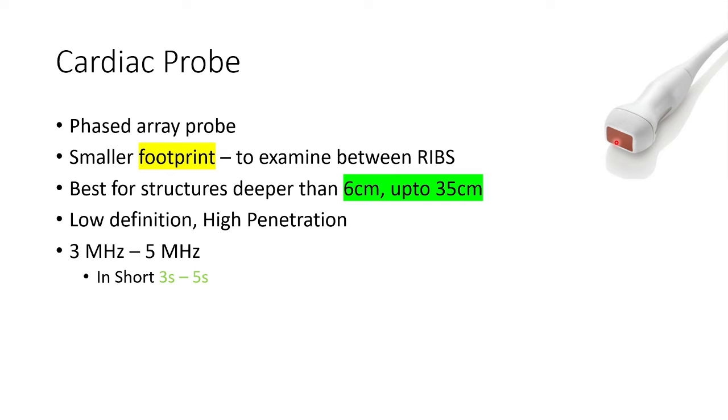It is best for structures deeper than 6 centimeters, up to 35 centimeters. It has low definition but high penetration. Low definition means the resolution is low but penetration is more, and the typical range is 3 to 5 megahertz. In short, for megahertz we say 3s to 5s.